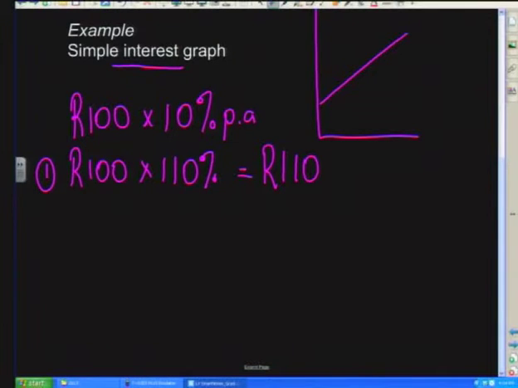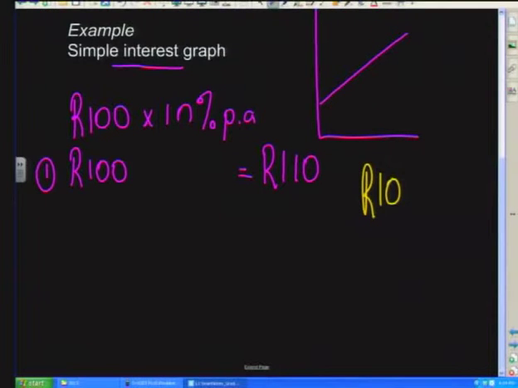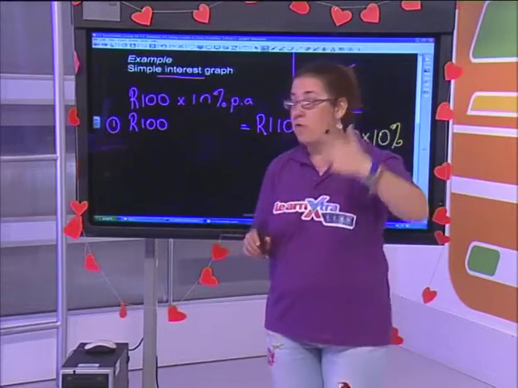Okay? Or let's work out, in fact, let's change that, make it a little bit easier. Let's not do that. Let's work out our percentage. Let me change our color here, and on the side we're going to say 100 Rand times 10%, and that gives me 10 Rand. So I'm going to be increasing this amount by 10 Rand every year.